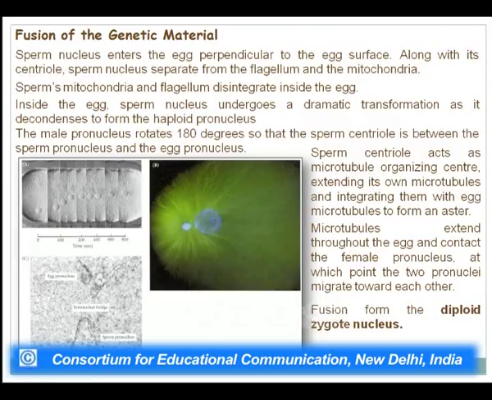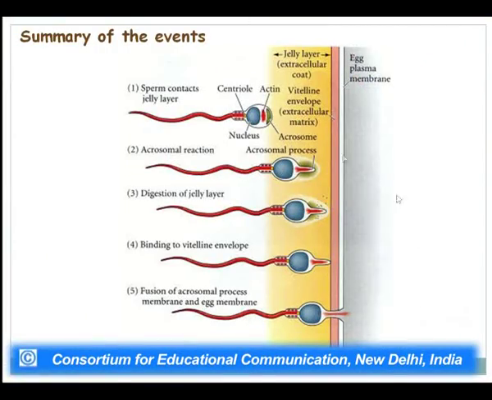The final thing of fertilization is the fusion to form the diploid zygote nucleus. So, the fusion of the two nuclei will take place and will give rise to the diploid zygote nucleus, commencing the next step, which is the mitotic divisions that will occur. So, this is the summary of the events that occur in fertilization.